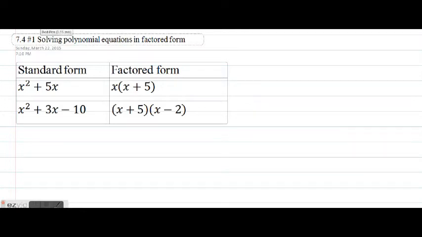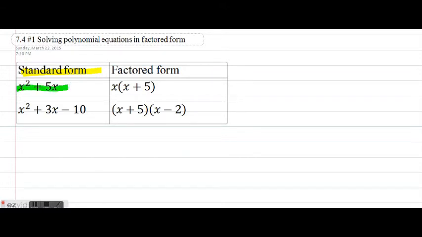So in 7.4, we will be solving polynomial equations in factored form. Now let's look and see what this means by factored form. In standard form, right? So here's standard form. We have this polynomial x squared plus 5x.